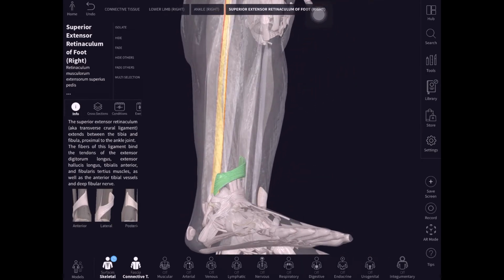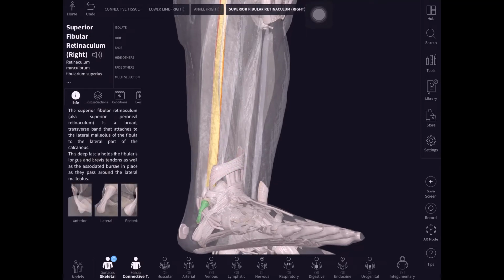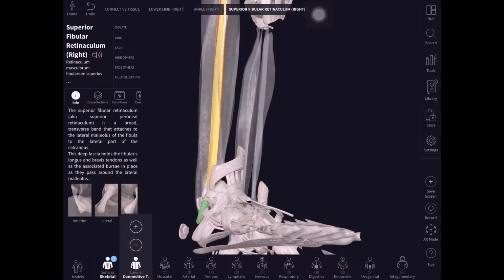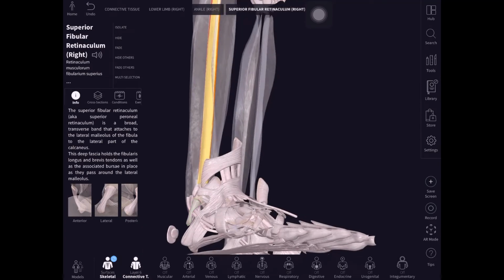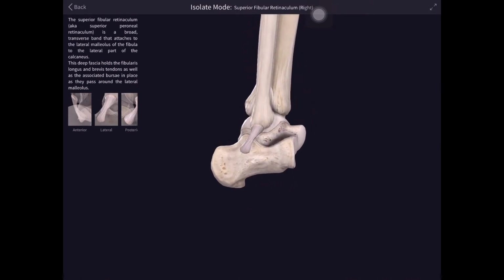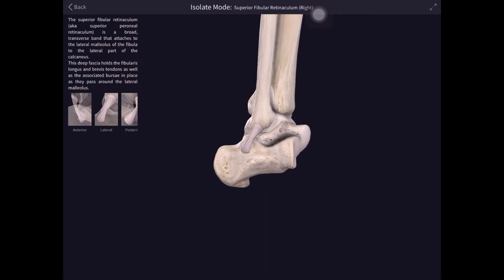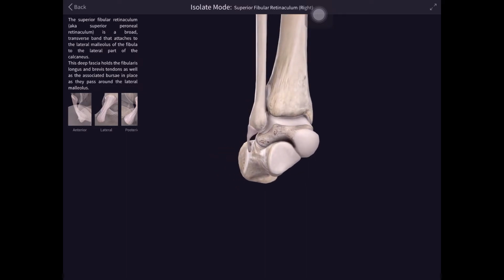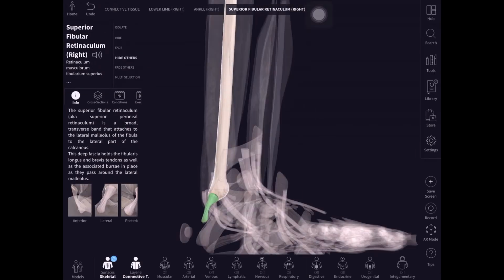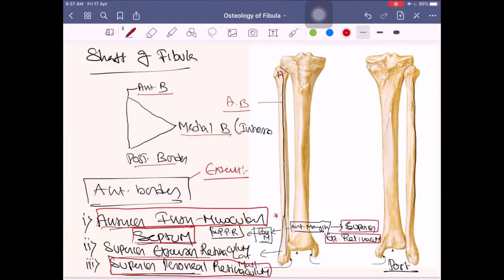Now there you go, this one, see, this is the one. You can notice that there is this retinaculum which I am showing. See, that's here. Now this one is called superior peroneal retinaculum. It is also called a fibular retinaculum, superior fibular. So that is attached to the posterior margin. So these are the two structures and one septum which is attached to the fibula. So that finishes our anterior border.